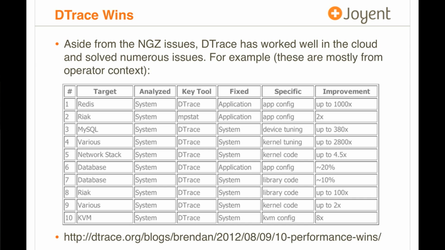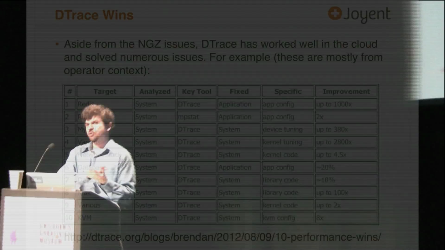And the improvements vary. Often we're using DTrace. Sometimes it's about getting a broad 2x win or a broad 8x win. Often it's about finding outliers and eliminating them. And so that's why some of these say up to 380x and up to 2800x, because there were occasional events that were very, very slow and we fixed them. So DTrace wins.